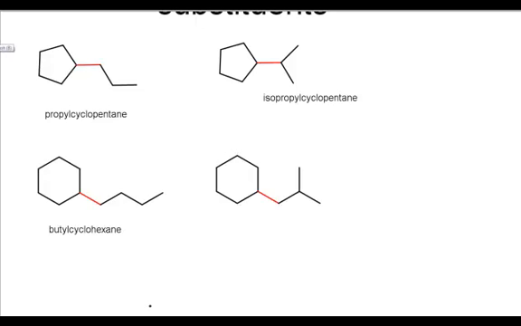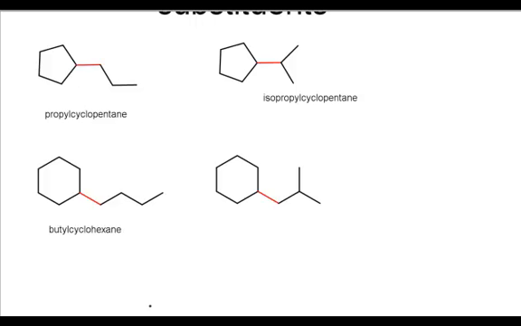Again, I have a 6-membered ring, and attached to that 6-membered ring is a 4-carbon substituent. 1, 2, 3, 4. So there's my 4 carbons. Now this is also going to be a butylcyclohexane, but now I have a branch in my substituent. I have a branch right there. So I'm going to have to give this a different name.